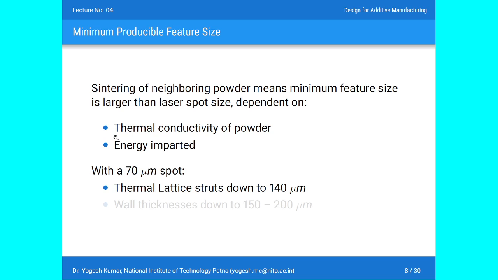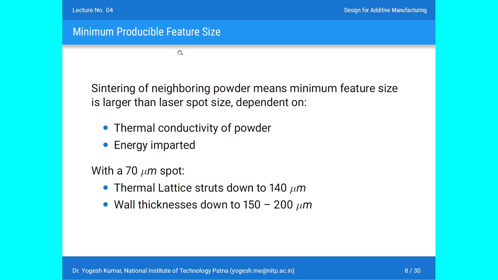Let us take an example: with a laser of spot diameter 70 micrometer, we can have lattice struts up to 140 micrometer, and wall thickness may be 150 to 200 micrometer. So you can imagine that as the spot diameter of your laser increases, your minimum feature size will also increase.